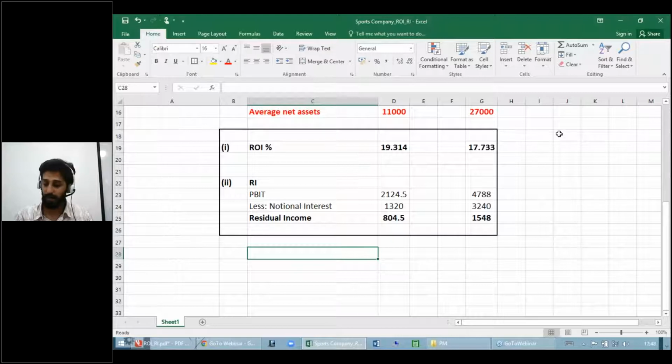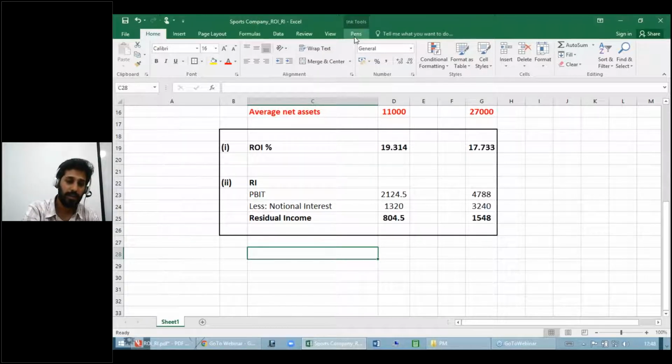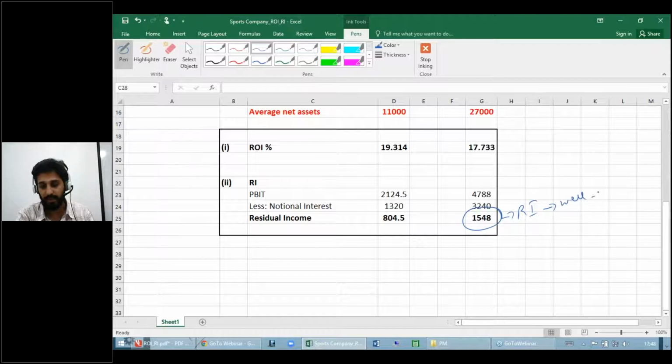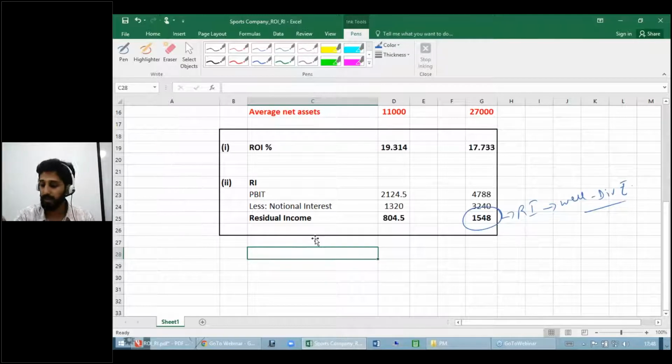Simple as that, they are performing well. Considering the RI, this figure is performing well. That is division E, right? 1548 is the residual income. And if I consider that residual income, that means I might be writing that division E is performing well.